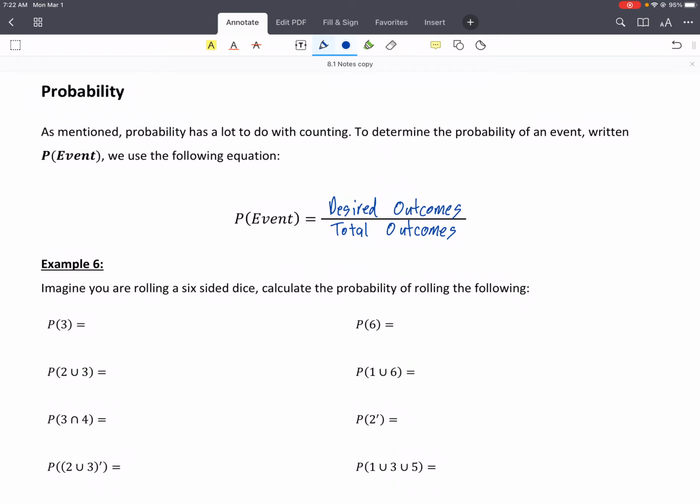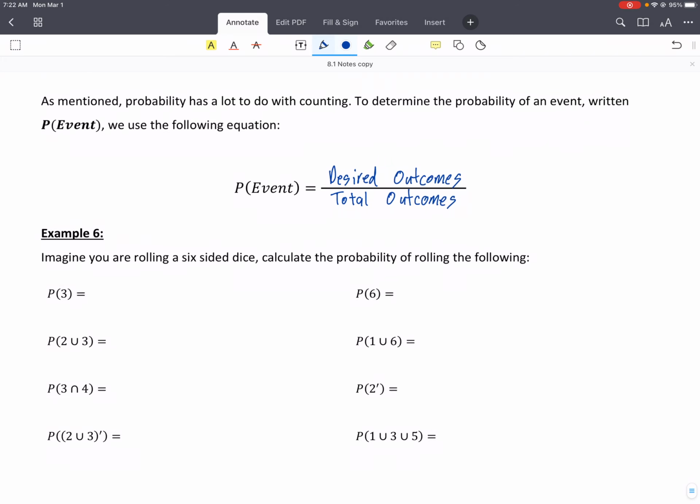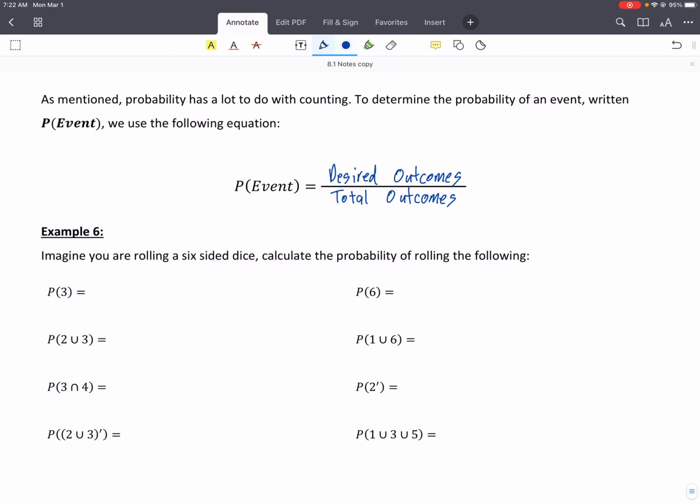So if we look at this example, imagine we're rolling a six-sided dice. We want to calculate the probability of rolling the following. So if we think about all of our possibilities, we could call this our universal set because it's what we're going to be looking at. We can roll a 1, we can roll a 2, 3, 4, 5, or 6. Those are all of our possibilities. So that's our total number of possibilities. So each one of these we're going to divide by 6.